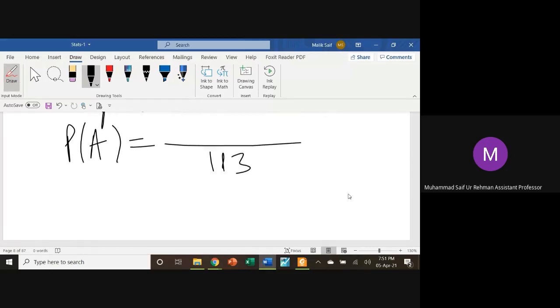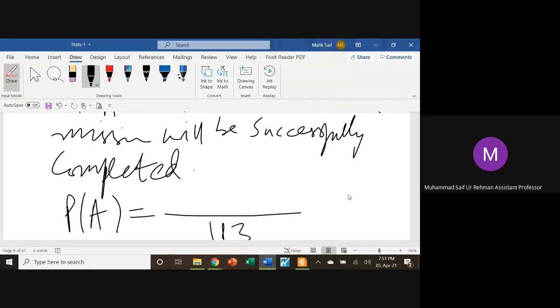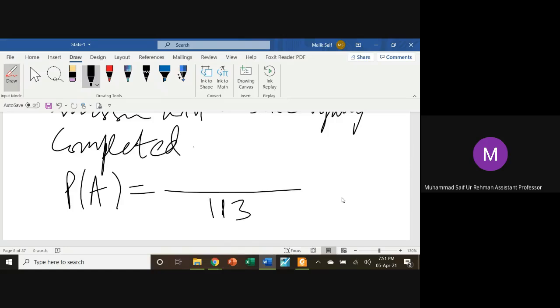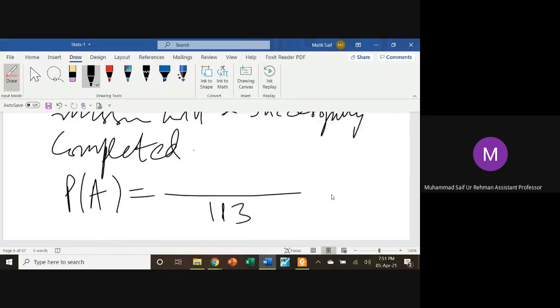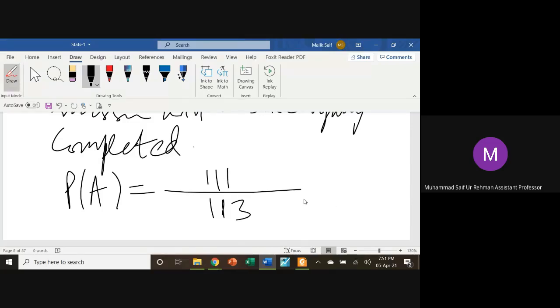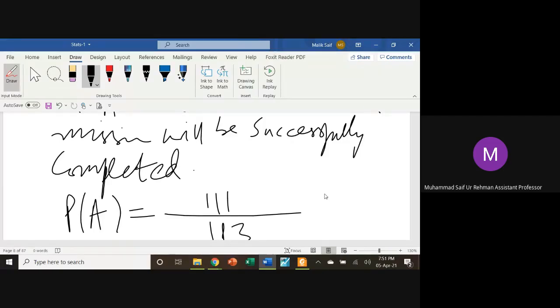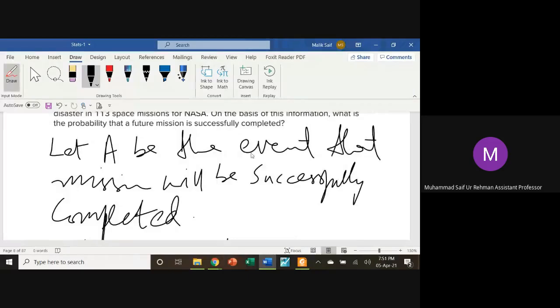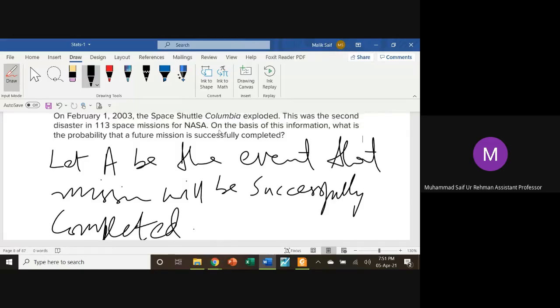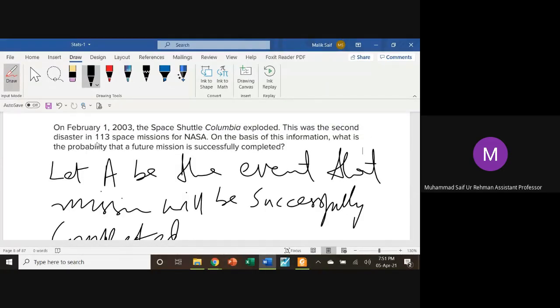And what is the probability that the space mission will be completed successfully? If you see, the question was like this: what is the probability that the next mission will fail, or there will be a disaster? So you would write down 2 in that case. But in this particular case, you will write down 111 over here. Why 111? Because twice there was a disaster, so 111 times the missions were successful. You are interested in finding the probability that the mission will remain successful. How many times did the mission fail? 2 times. How many times out of 113 was the mission successful? 113 minus 2, the answer is 111. So 111 divided by 113.